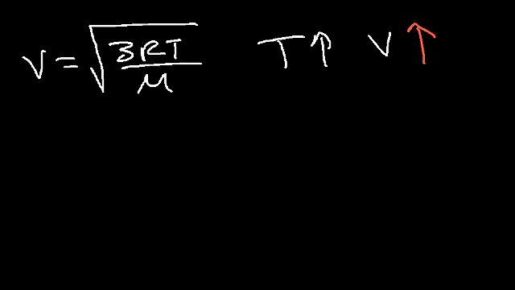So at high temperatures, gases are moving faster and faster. Now, if you increase the molar mass of a gas, the velocity will decrease. And that makes sense because heavy gas molecules move slower, but light gas molecules move faster.